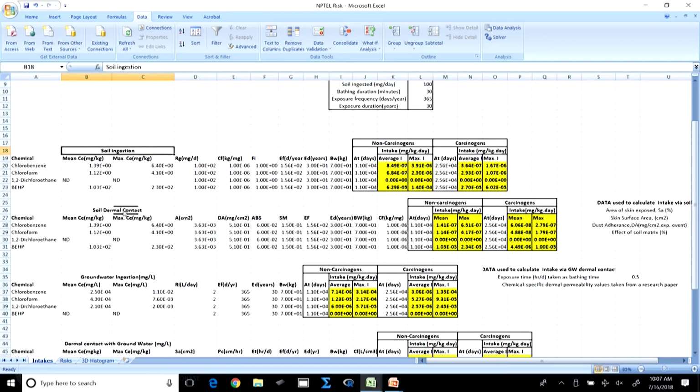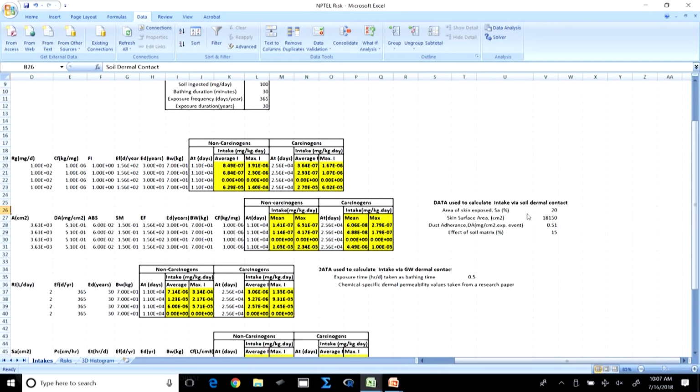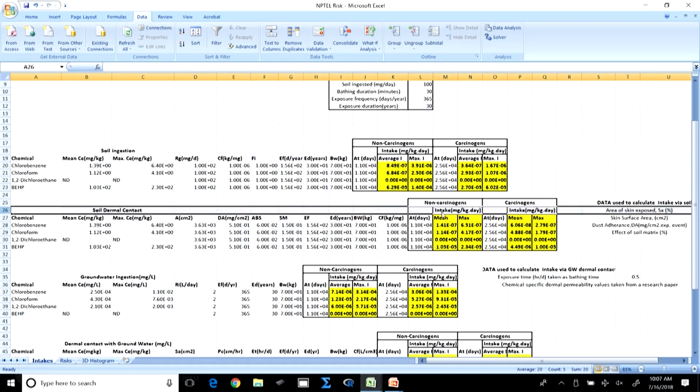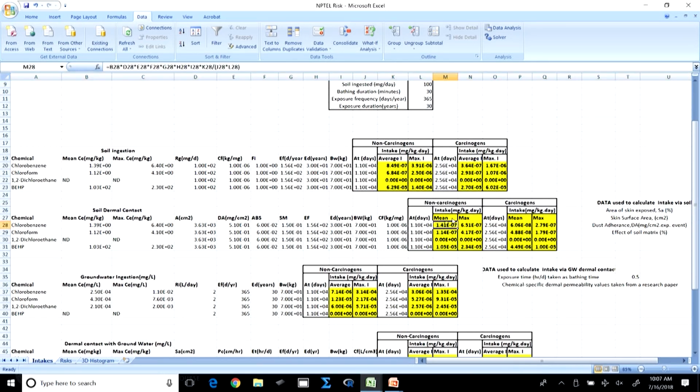Similarly, for soil dermal contact, there are different factors, such as skin surface area. What are the factors given here? Area of skin exposed, skin surface area, dust adherence, and effect of soil matrix. These are some of the values that you typically see in that formula. And again, we have the mean and maximum intakes for both non-carcinogens and carcinogens. Why do we have different intakes for non-carcinogens and carcinogens? It is because of the way we consider the averaging time.